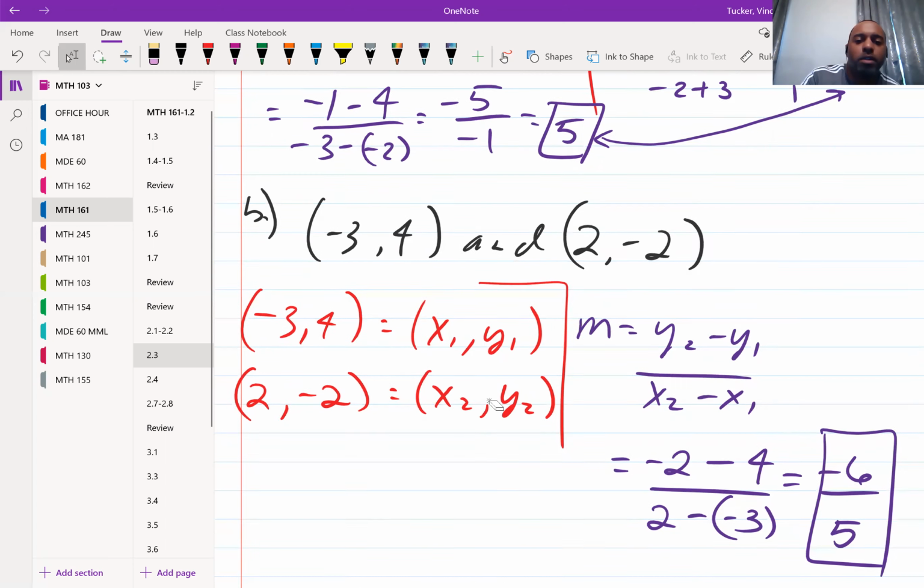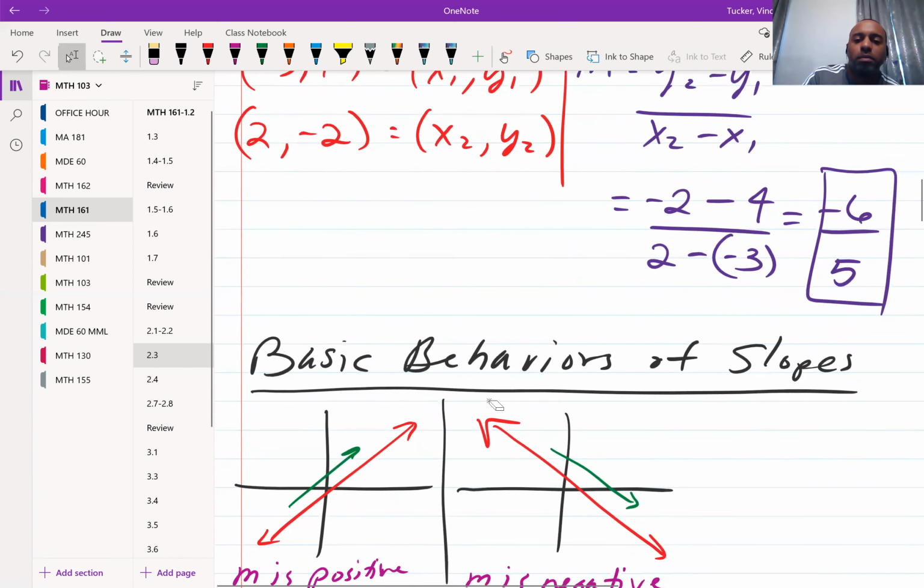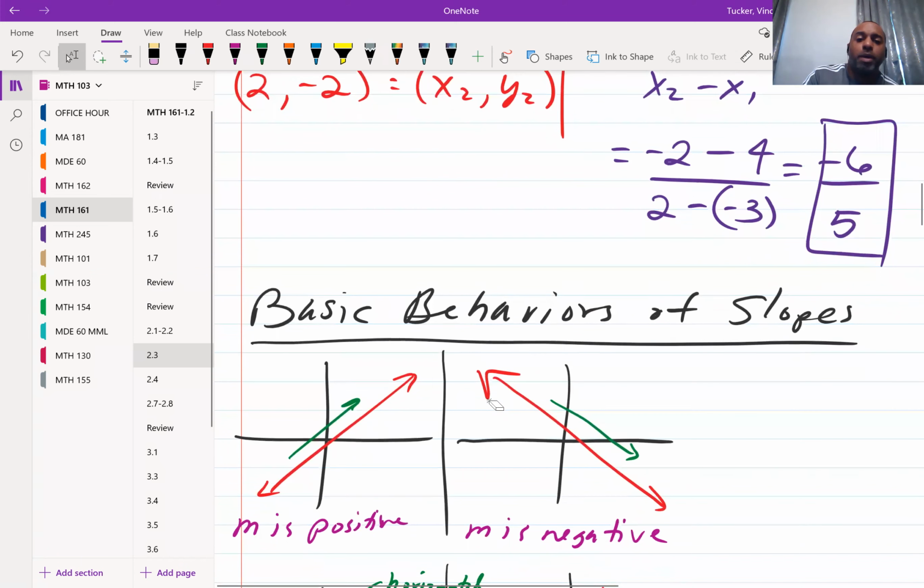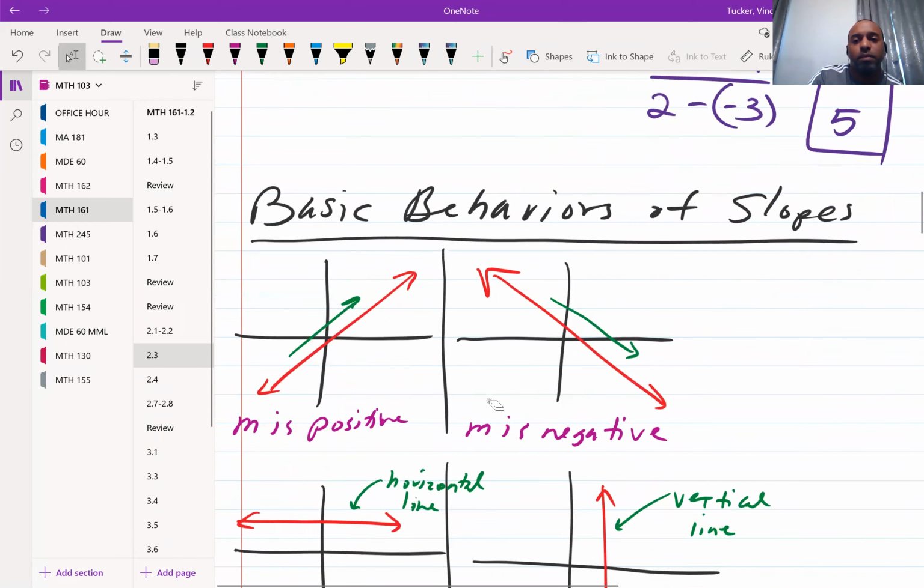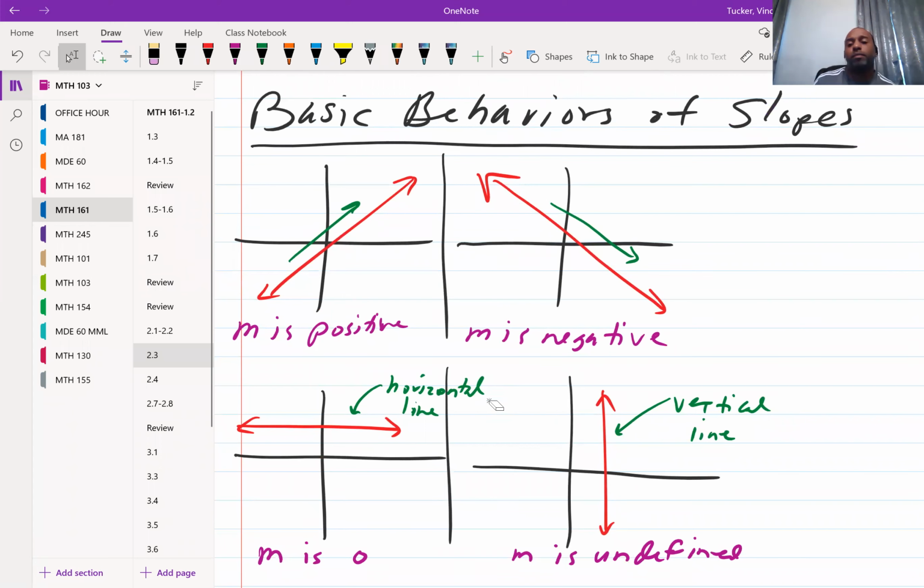All right, everybody good? Can I scroll up? So basic behaviors of your slopes. We have 4 basic behaviors of your slope. If following your slope from left to right, it goes up, so notice my line is going up as you move from left to right, your slope is positive. If moving from left to right, it goes down, your slope is negative. If it's a horizontal line, your slope is 0. Vertical line, your slope is undefined.